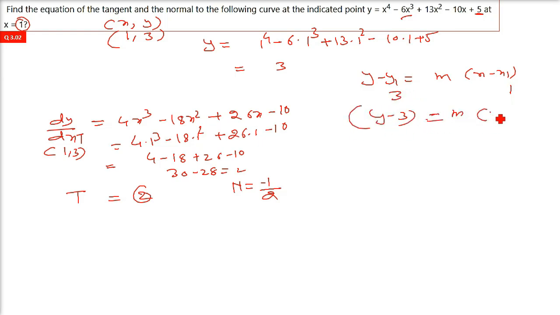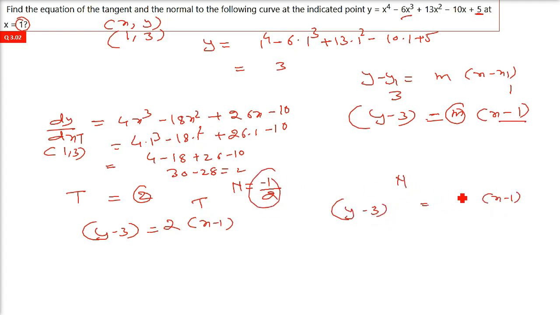We have y minus 3 equals m into x minus 1. In place of m, first place 2. In place of m, then place -half. So y minus 3 is equal to 2 into x minus 1. This is the tangent. Normal is y minus 3 is equal to -half into x minus 1. So y minus 3 is equal to 2x minus 2. When we rearrange this, we will get the equation of the tangent. It will be 2x minus y plus 1 equals 0. This is the equation of the tangent.